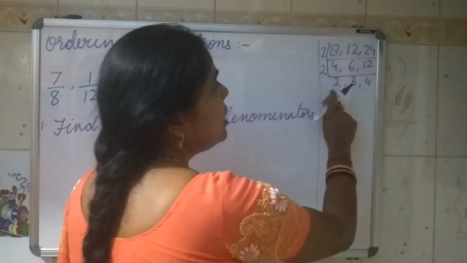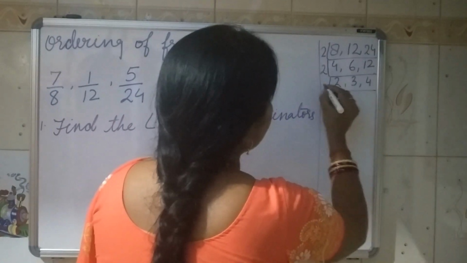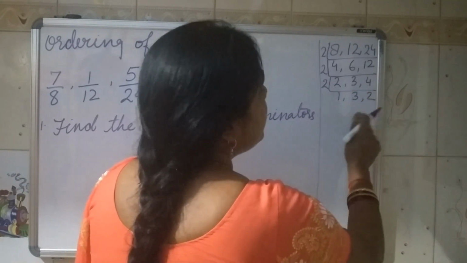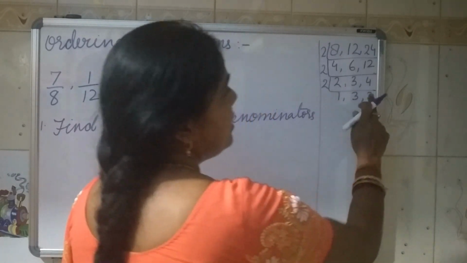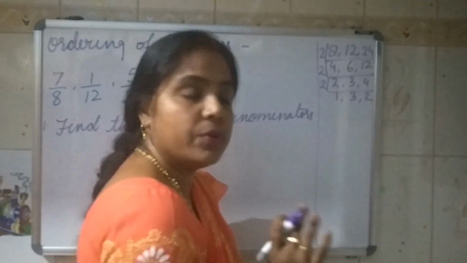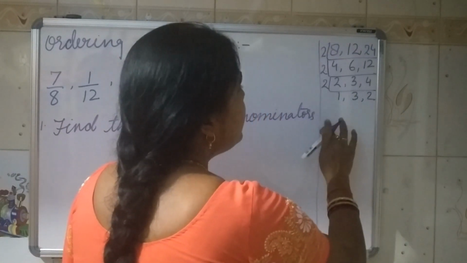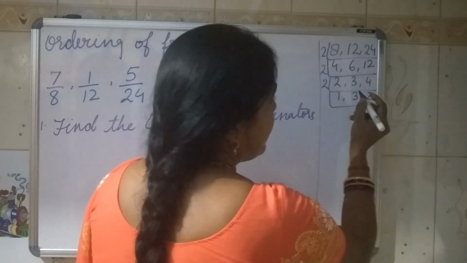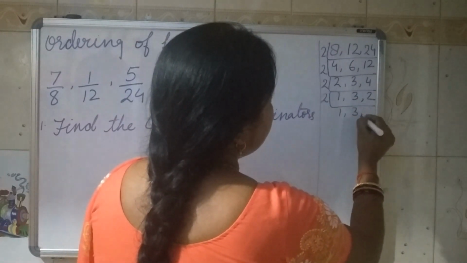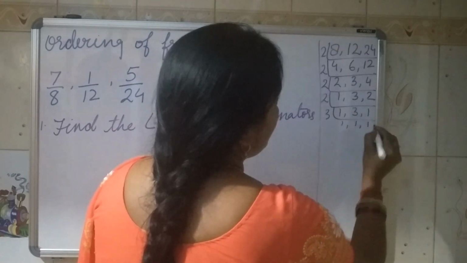Now this 3 is not divisible by 2, but these two are divisible by 2. So again I will take the 2. 2 ones are 2, this 3 and this 2. Now you can see this 3 and 2 are divisible only by 3 and 2 because they are prime numbers. Okay. So we will take out the LCM now. We will stop dividing. You can proceed till the 1 also, as we have explained in that chapter. So 2, 1, 3, 1, then by 3, 1, 1, 1.